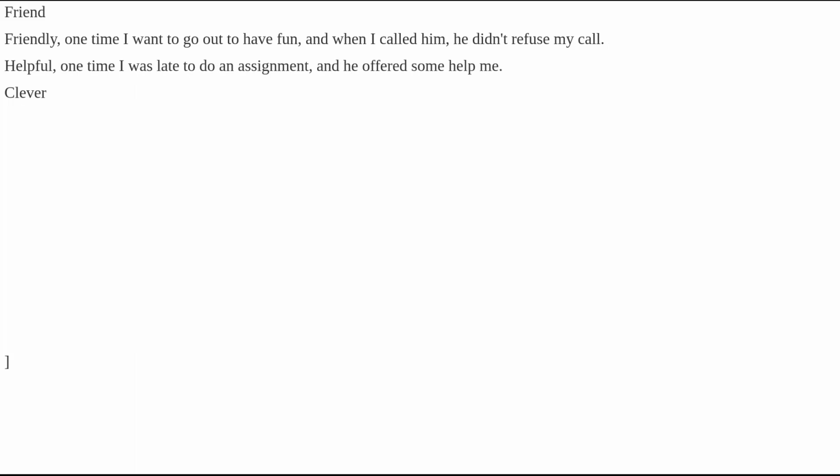Some help. Okay, right now we just want to write simple sentences because compound sentences will be in the 2 units. So we don't want to perplex you. We'll be talking only about simple sentences. Clever. My friend is too clever.